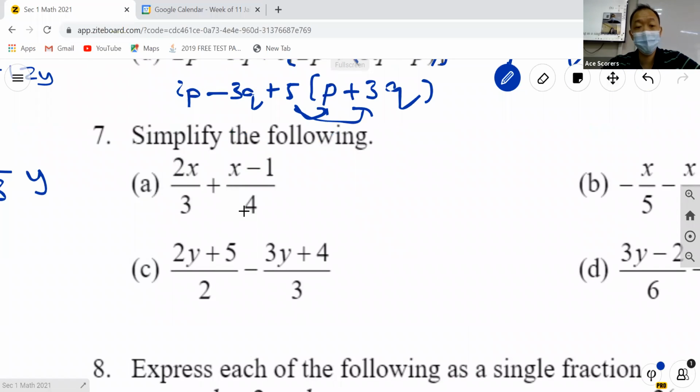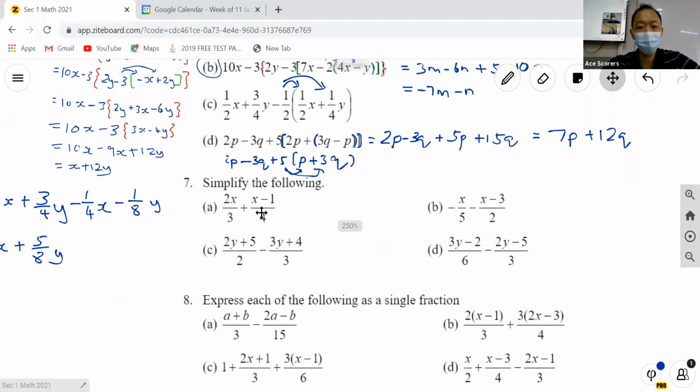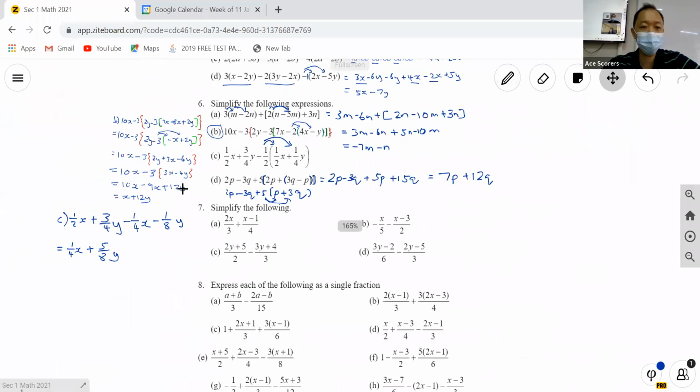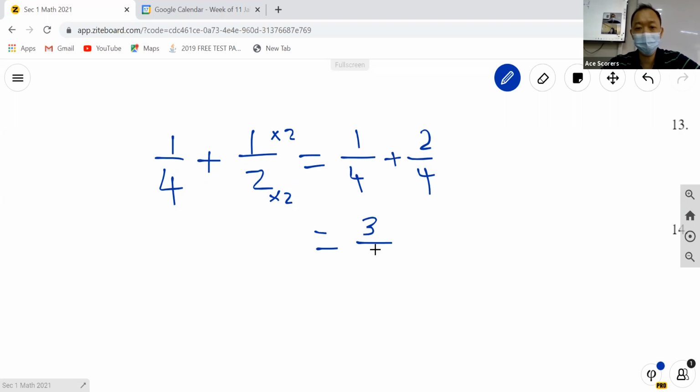So how do we solve this? Let's just recall. When you are adding fractions, let's say 1/4 plus a half, what do you need to do? This one times 2, here also times 2, correct? So I will end up with 1/4 plus 2/4. And once the denominator is common, I take the numerator plus numerator, so it becomes 3/4. Got it? This is how you do a number addition.